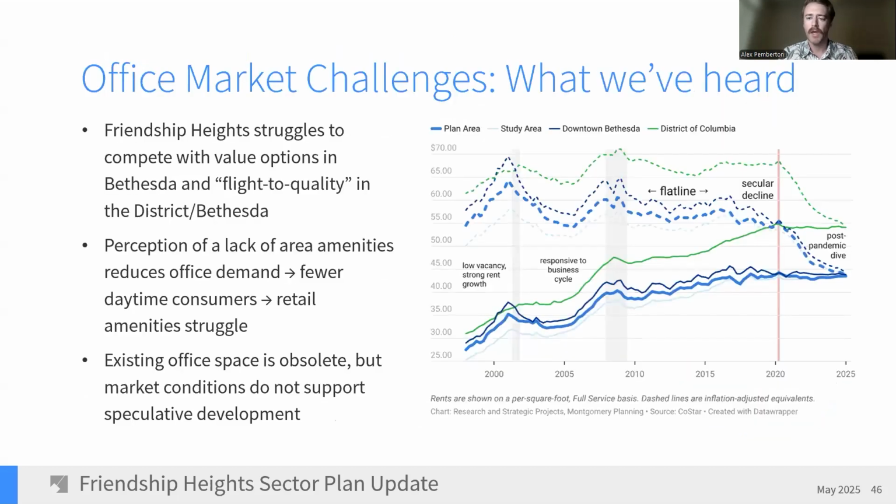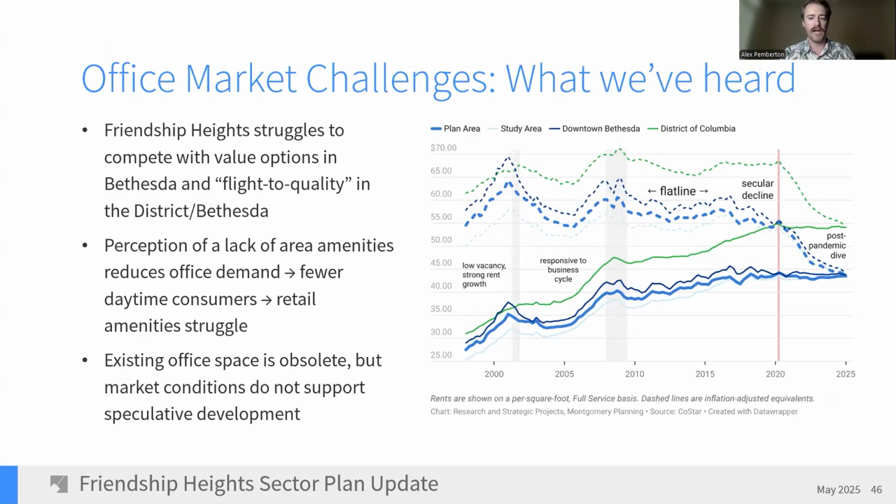So the office market, as I mentioned, it's really undergoing this big transition. And of course, we all know the story. Pandemic hit and office market has been terrible everywhere. But what I want to point out about Friendship Heights in this area is that this predated the pandemic. Really, since about 2015, we've seen a decline in the office market in the Friendship Heights area. That's driven by two major factors, as we've heard.